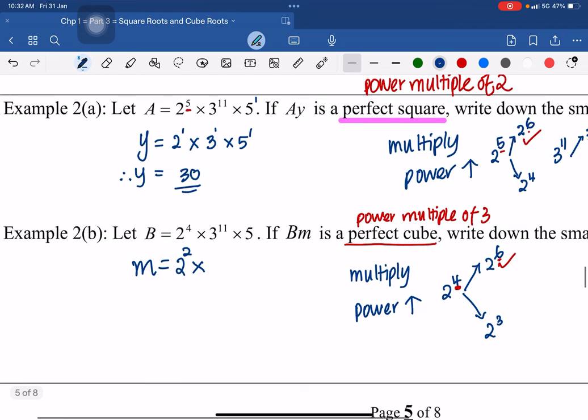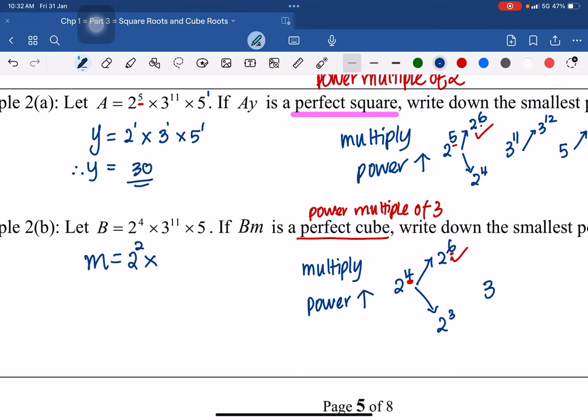Next one, 3 to the power 11. What is 3 to the power 11? So the nearest power to increase my power. So the nearest multiple will be 3, 6, 9, 12. 3 to the power of 12. I'm not going to decrease my power to 3 to the power of 9. Yeah? So in this case, no. So I'm going to have to increase my power. So 3 to the power 11. How many more factors do I need to become 3 to the power 12? So I need one more factor, 3 to the power 1. Have you gotten the answer?